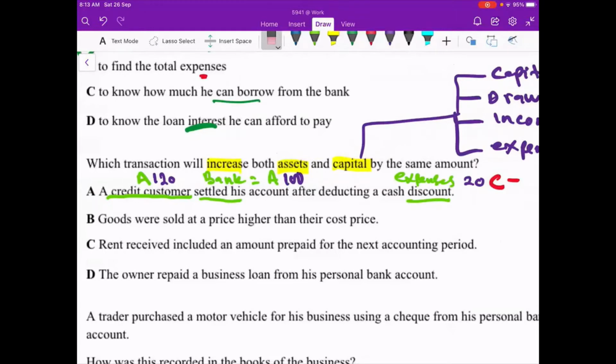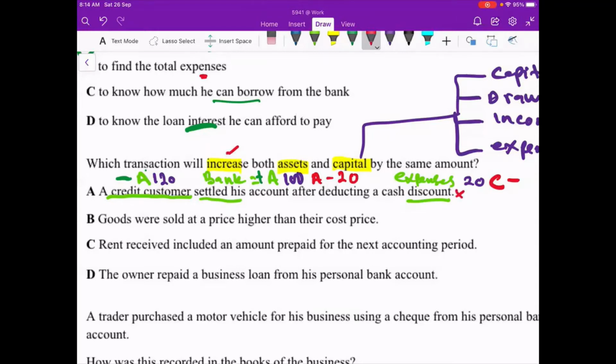And whenever he pays, my asset decreases, because how much the guy owes me decreases and my cash increases. Overall, negative 120 plus 100, the asset will decrease by 20. Asset decrease 20, capital decrease 20. But the question is asking for increase, so answer A will be wrong.